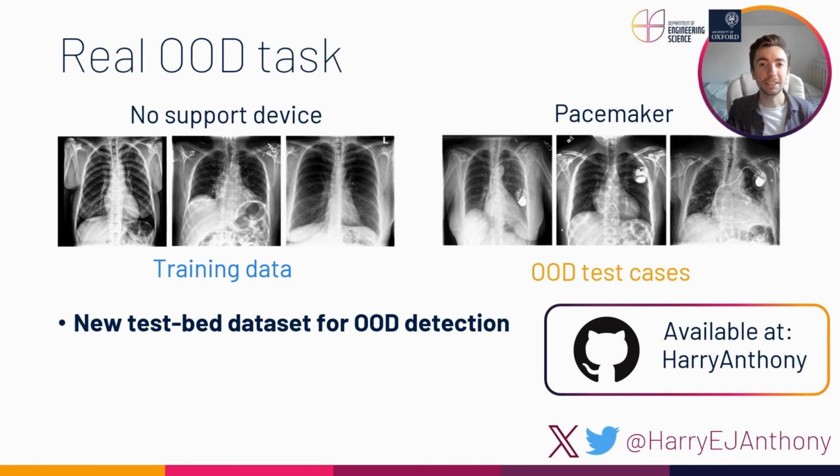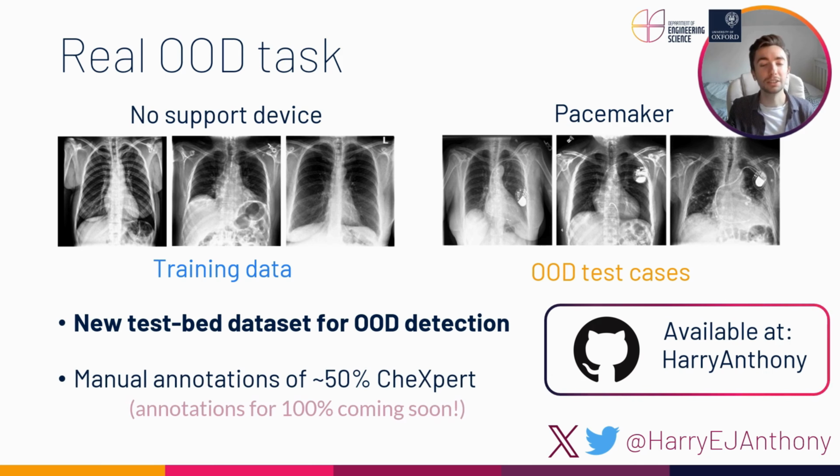We manually annotated approximately half of the CheXpert dataset, which is around 100,000 annotations, to label if an image contained no support device, which we use as our training data, or if it contained a pacemaker device, which is a visually distinct artifact, and we can use this as our outer distribution test set. As a contribution of this work, we're making these labels publicly available, and I hope this is going to be useful for the community for assessing OD detection methods on a real-world OD task.